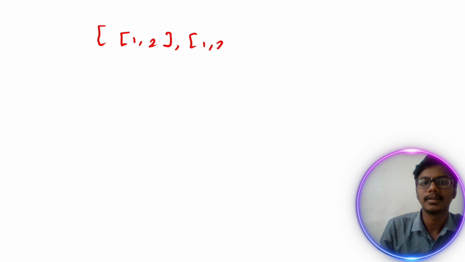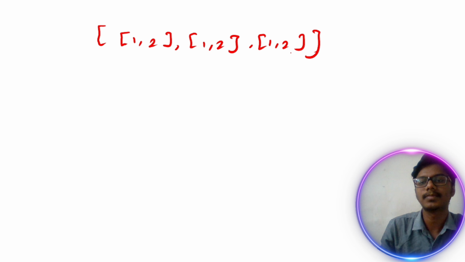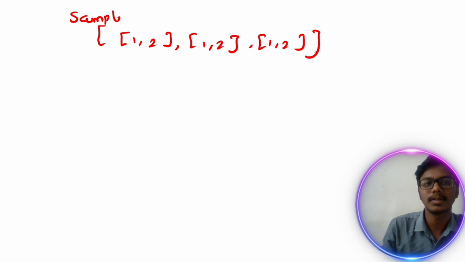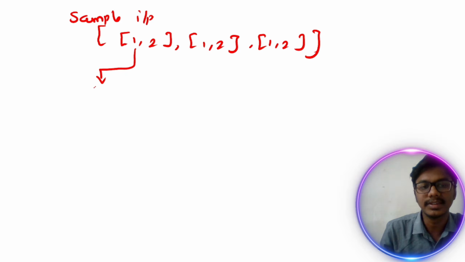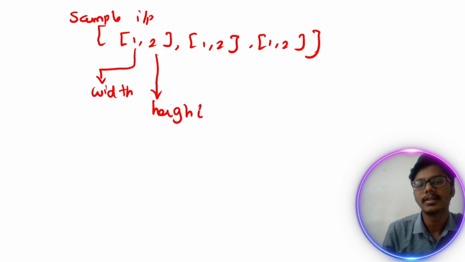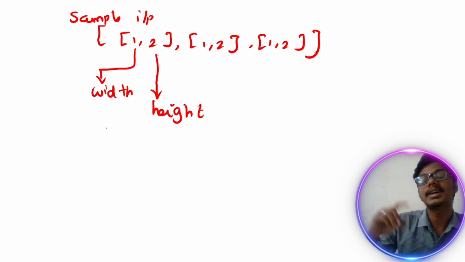The question gives a 2D array. The 2D array consists of entries like this. Consider this as a sample input. They will give it like this. This is to be considered as the width, and this is to be considered as the height. Okay, fine. So we want to find how many pairs of rectangles are interchangeable.